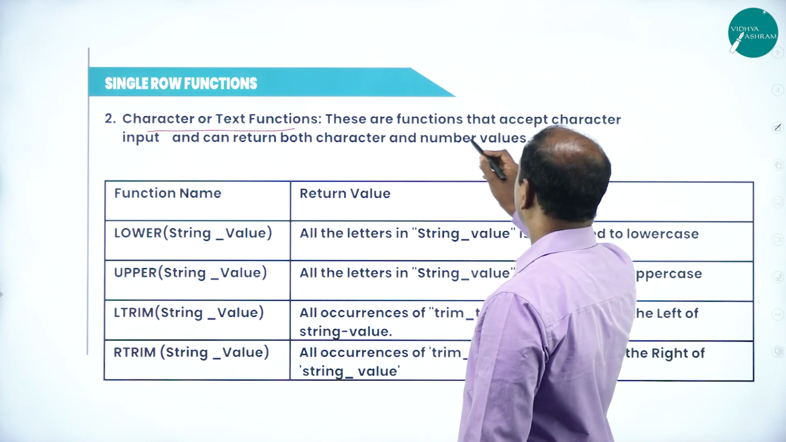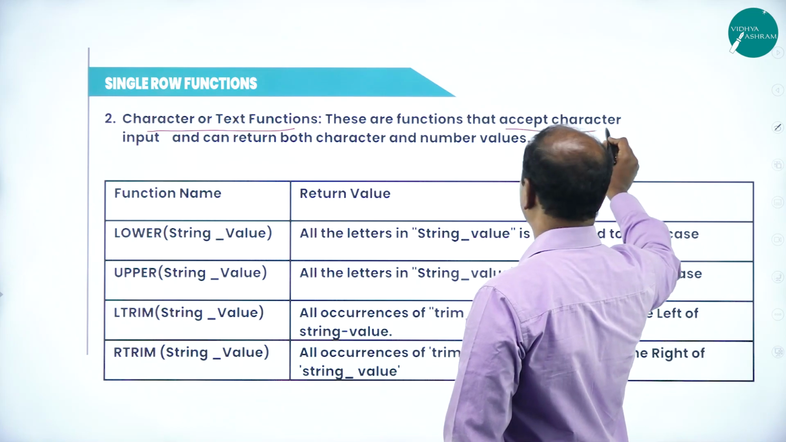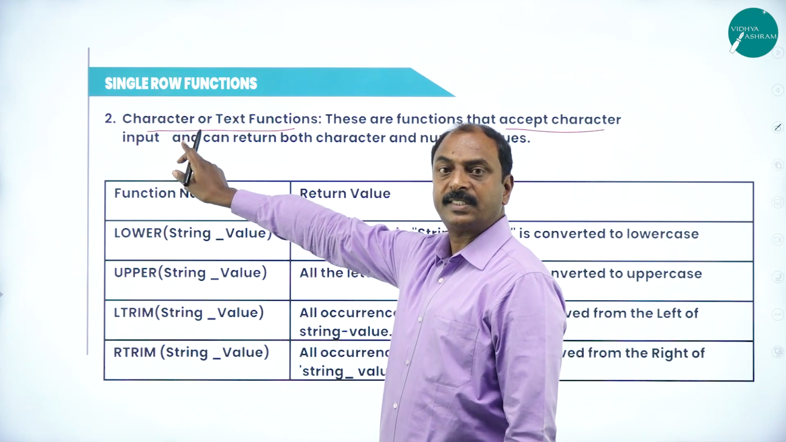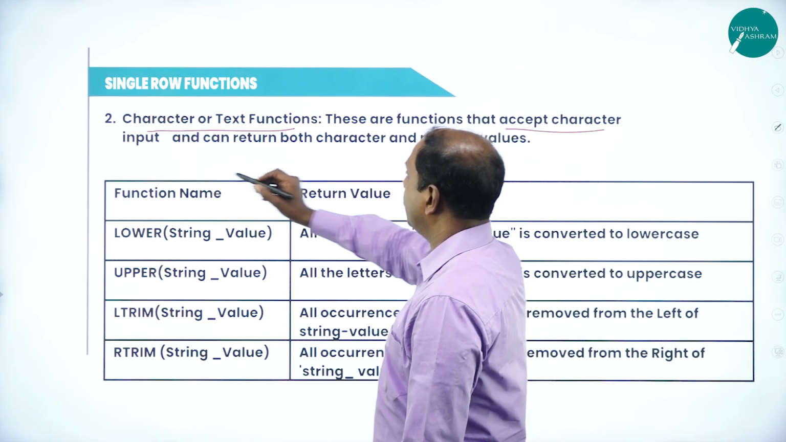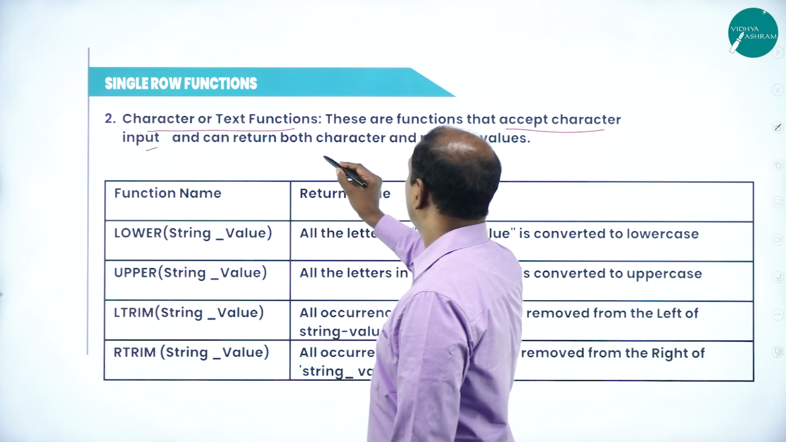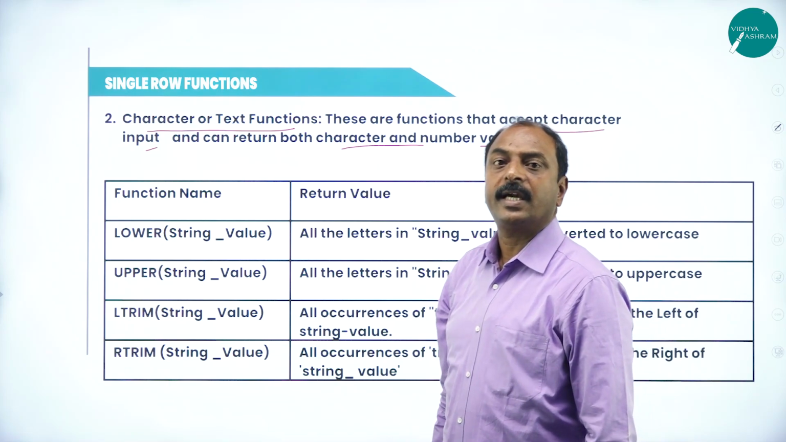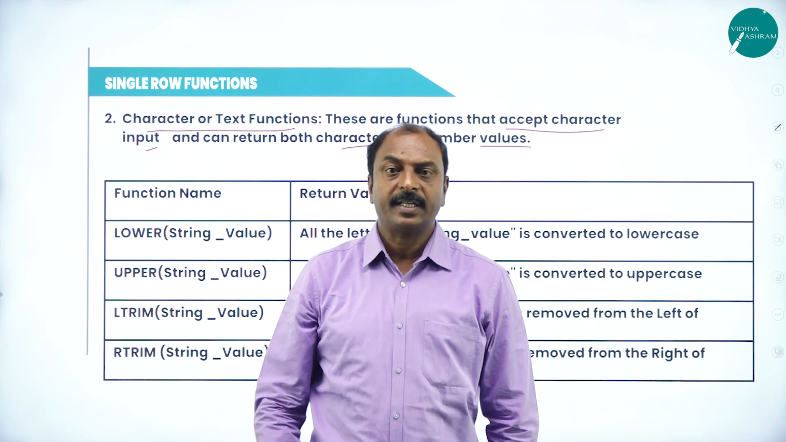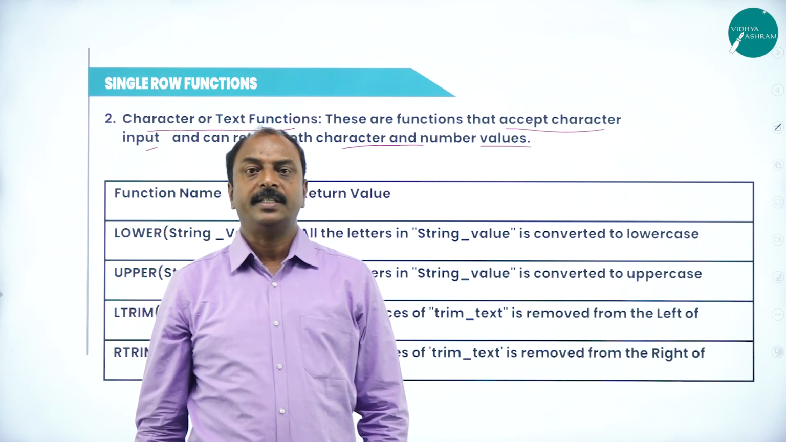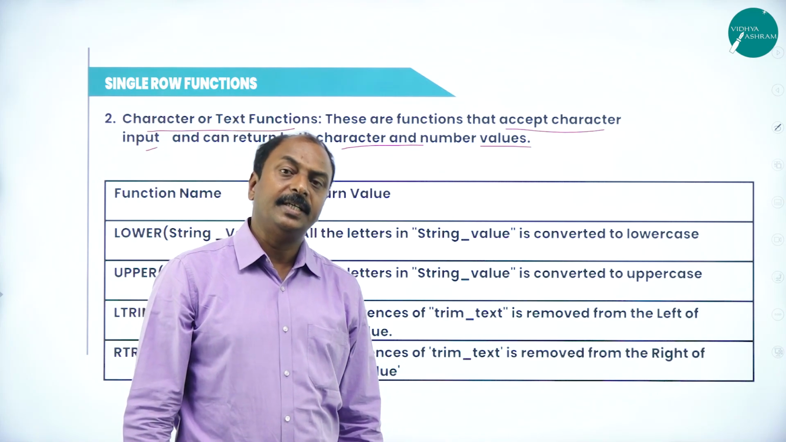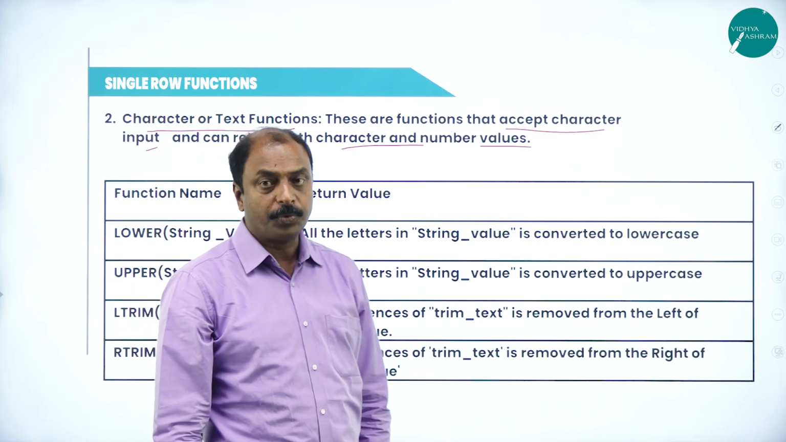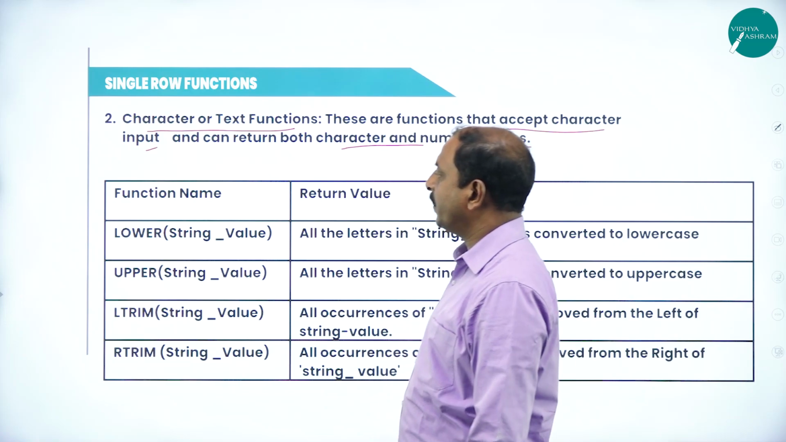These are the functions that accept a character. Character functions accept the character as the input and can return both character and number values. Or say, a character function accepts the character as an input and returns either a character or an integer or a number as an output. Now let us see different functions.